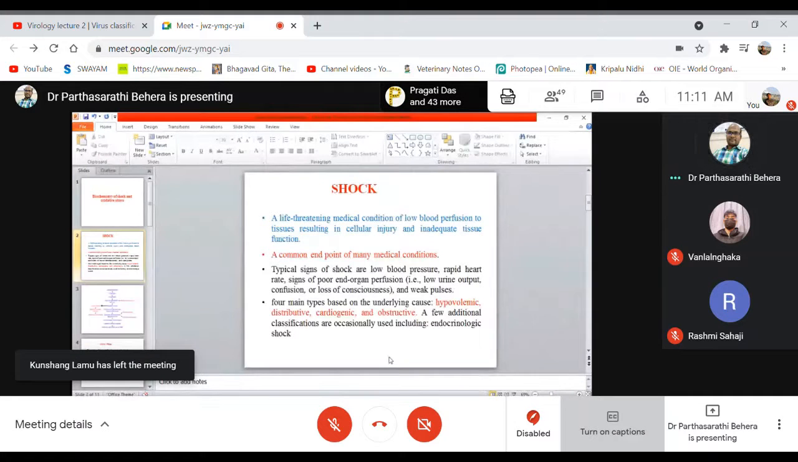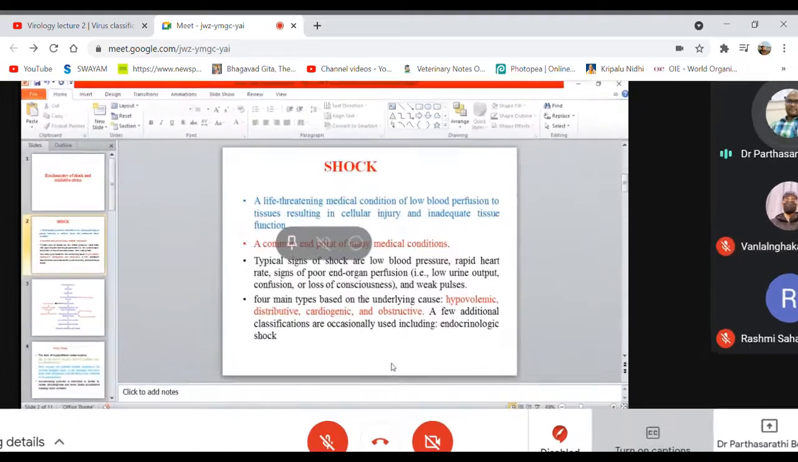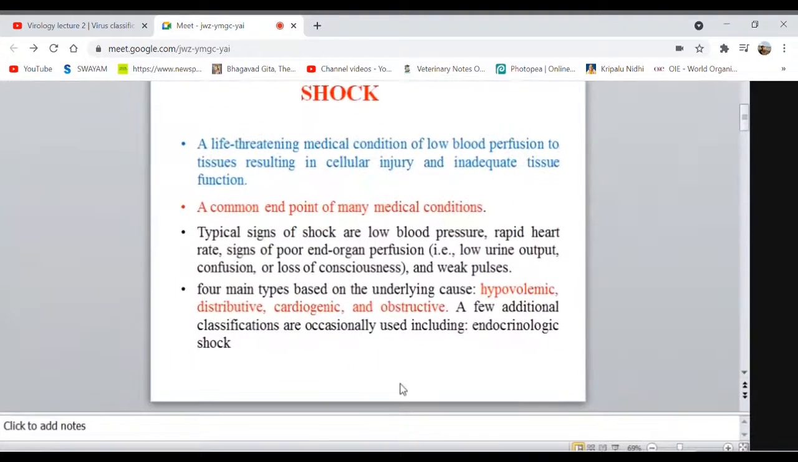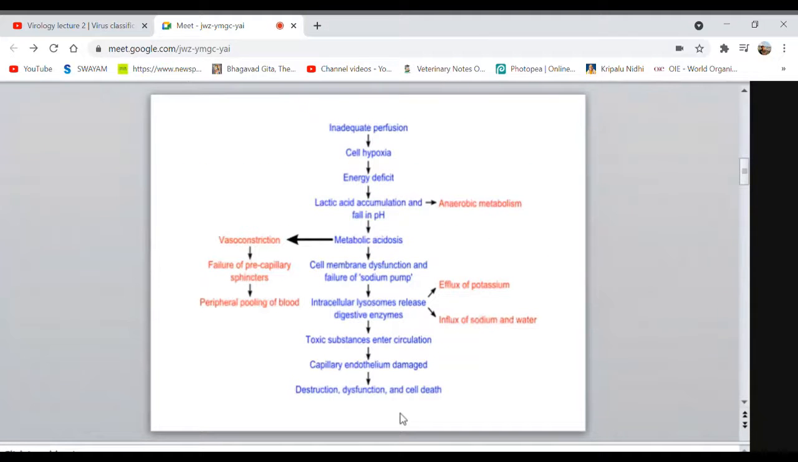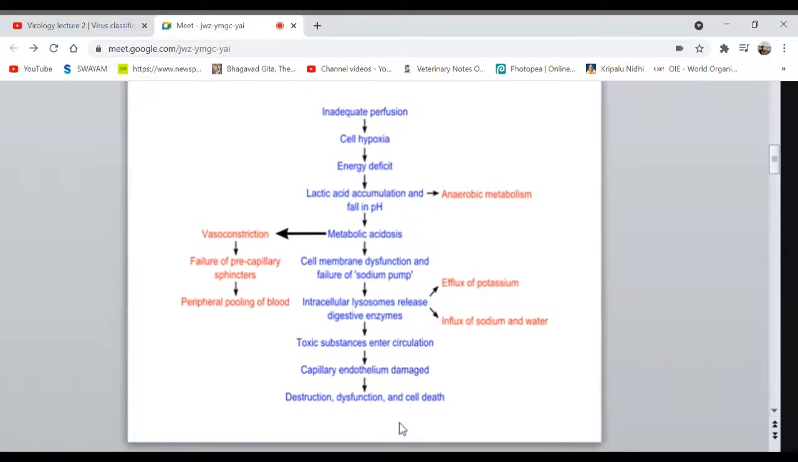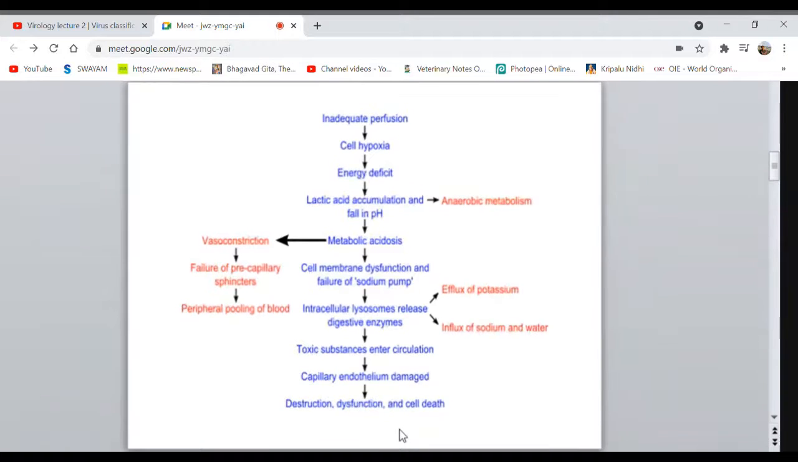Then, broadly, shock can be classified into 4 categories: hypovolemic shock, distributive shock, cardiogenic shock, and obstructive shock. Now, moving to the next slide. This slide shows the different mechanism of action of shock, how shock occurs.